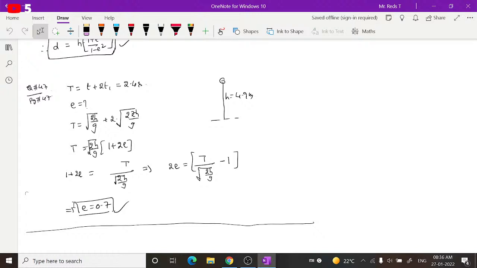Let us go through a few more questions, guys. Question number 47, page number 47. Then question number 48. It is one of the previous year's JEE Mains questions. Actually, it was asked in 2008 in the engineering entrance exam. So you can understand what kind of questions are asked in the exams.